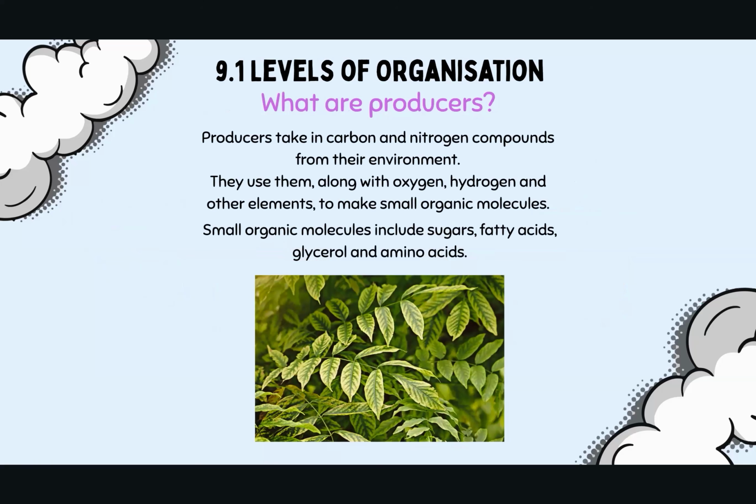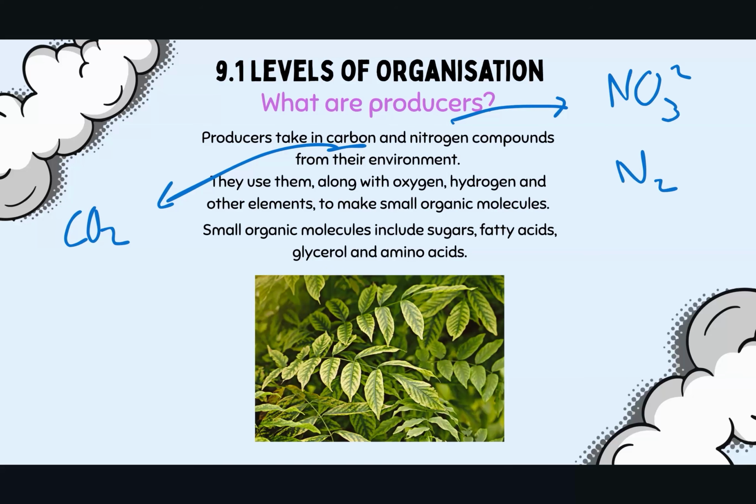As we just said, producers are the ones that photosynthesize. So they're taking carbon. When we say carbon, we mean CO2, and they're taking nitrogen. That would not be nitrogen gas, because it's compounds, so it would be nitrates from the soil. They take these from the environment, and they use them along with oxygen, hydrogen, and other elements to make small organic molecules. When we say small organic molecules, we mean sugars, fatty acids and glycerol, and amino acids.